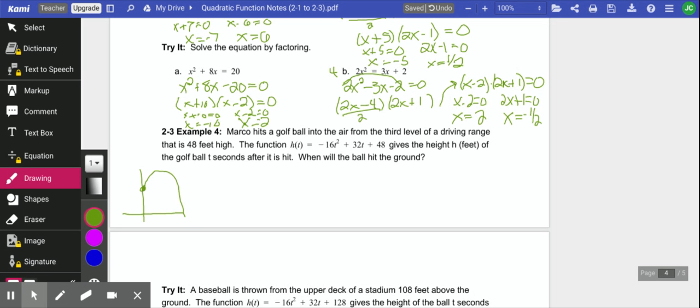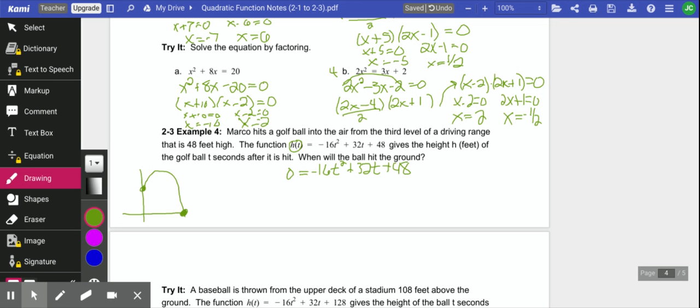When would the ball hit the ground? Okay, we want to know when does it hit the ground over here. So we want to know when is the height 0, because when it hits the ground, that means the height's 0. So we want 0 equals negative 16t squared plus 32t plus 48. That's what we're trying to solve. At what time does the height equal 0?